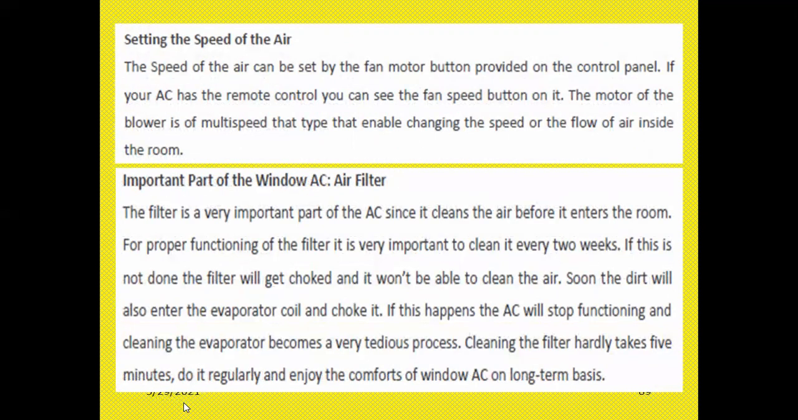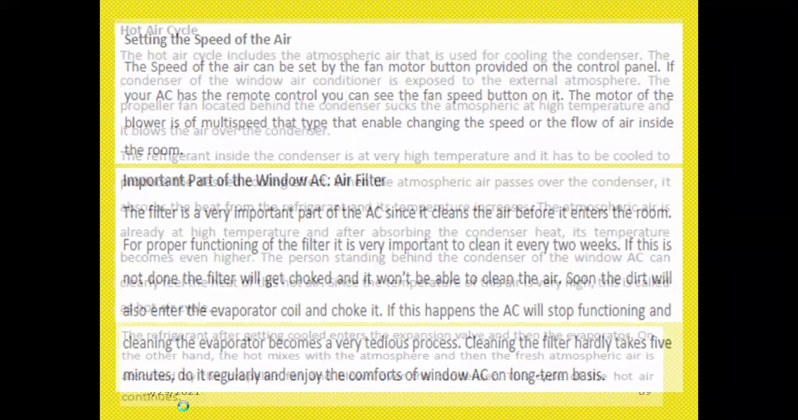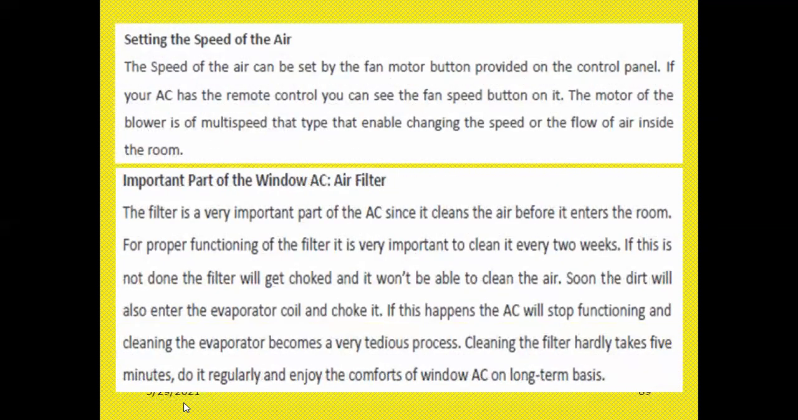Next, setting the speed of the air. So how can the speed of the air be set? By using the remote control or manually. The speed of the air can be set by the fan motor, just like how you switch the fan speed with the regulator. Here also the speed of the air can be set by the fan motor provided by a control panel. Your AC has a remote control with which you can set the fan speed. The motor of the blower is multi-speed, which allows changing the speed of the flow of air inside the room.